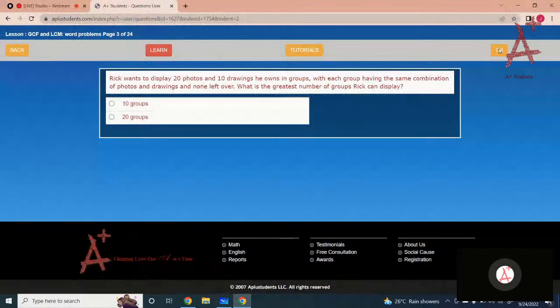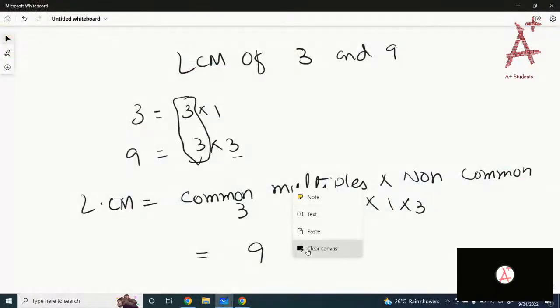Okay, the next one is: Rick wants to display 20 photos and 10 drawings he owns in groups, with each group having the same combination of photos and drawings and none left over. What is the greatest number of groups Rick can display? So, which is the greatest common factor? Oh, sorry. What do we have to do? We have to find the greatest number. So, the greatest number means you have to find the GCF of 10 and 20. Got it? So, let's start finding the GCF of 10 and 20.